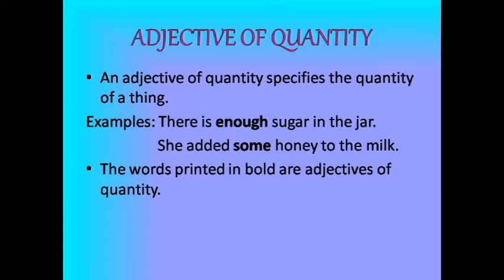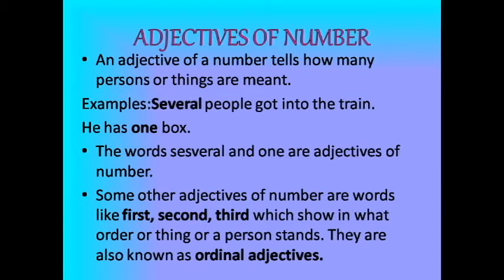The next example is, she added some honey to the milk. Here, some is the adjective of quantity because this shows how much honey has been added to the milk. The third type of adjective is adjectives of number. As the name suggests, an adjective of number tells us how many persons or things are being meant in a sentence. For example, several people got into the train.